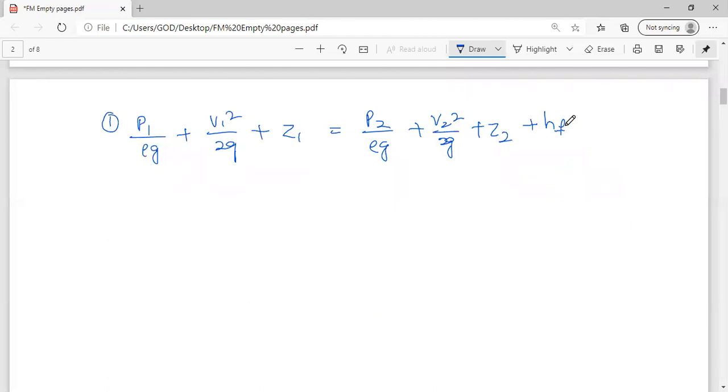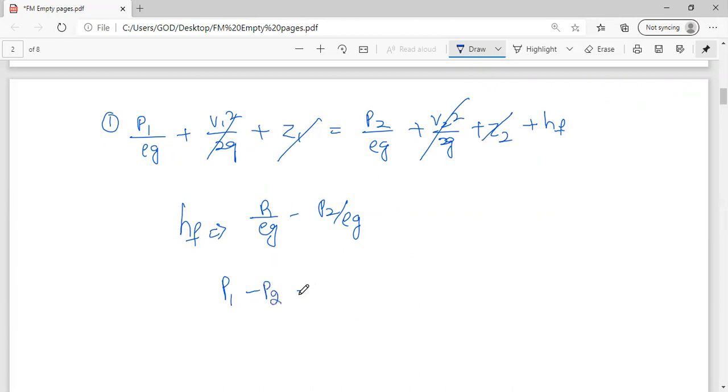So now my intention is to calculate HF. If you observe, the velocity is same, I can remove, and Z1, Z2 is same because they are on the same line. Then I can write HF, head loss due to friction, as P1 by rho g minus P2 by rho g. This already we have studied in Bernoulli's theorem. You might be thinking why I am teaching this again, but for this particular equation I used these equations again. So I can write P1 minus P2 is equals to rho g HF.